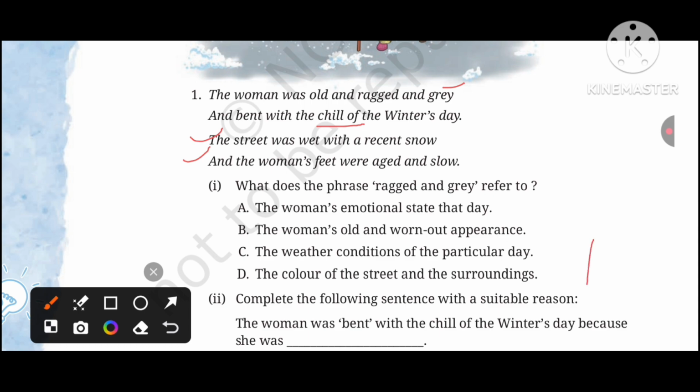So see here, what does the phrase ragged and grey refer to? Grey means the woman was old, and ragged means she wore torn clothes. The options are: the woman's emotional state that day; the woman's old and worn out appearance; weather conditions of the particular day; the color of the street and the surroundings. So the correct option will be B, the woman's old and worn out appearance.